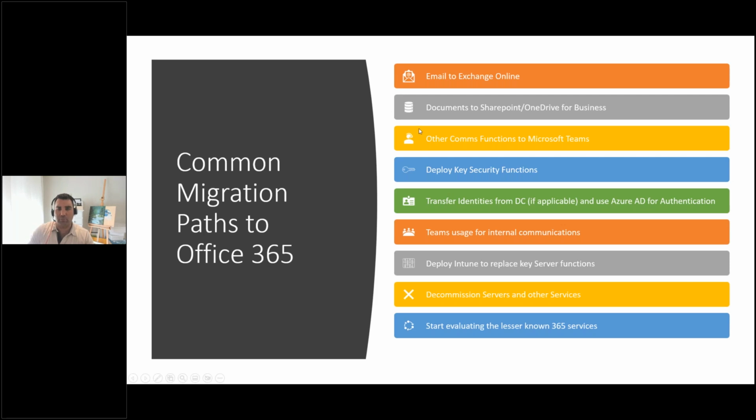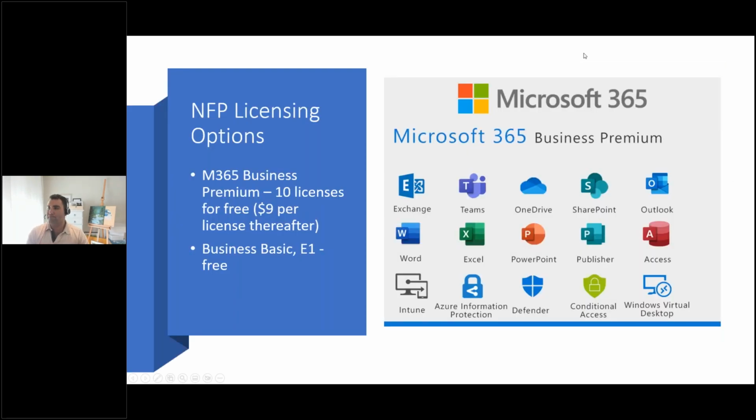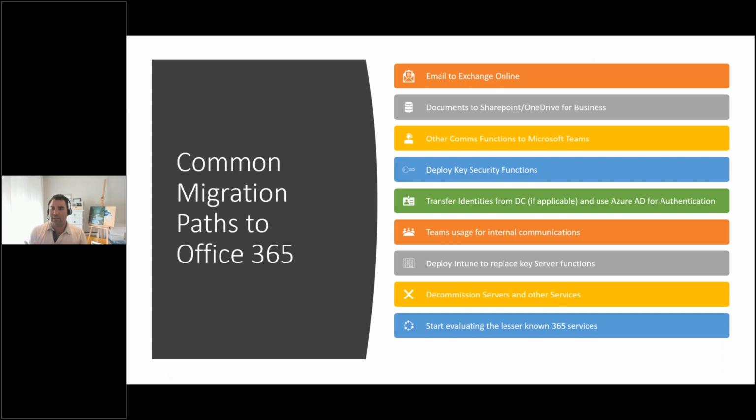Okay, so the common migration path. If you were to be going, okay, we've started in 365, where should we go? This is the most common one we would see. Get your email into Exchange Online. That's the first thing to do.